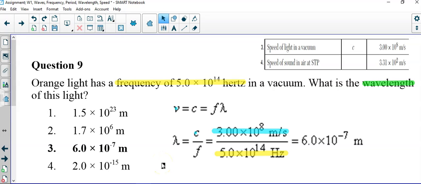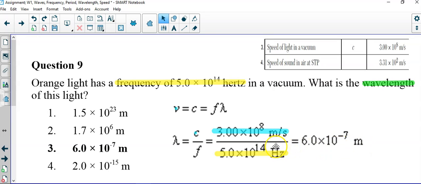Here in question 9, orange light has a frequency of 5 times 10 to the 14 hertz in a vacuum. What is the wavelength of this light? Well, since v equals f lambda, and v equals c when it's the speed of light, 3 times 10 to the 8th meters per second, solving for lambda, we get c divided by frequency. 3 times 10 to the 8th divided by 5 times 10 to the 14th hertz gives you 6 times 10 to the negative 7 meters.